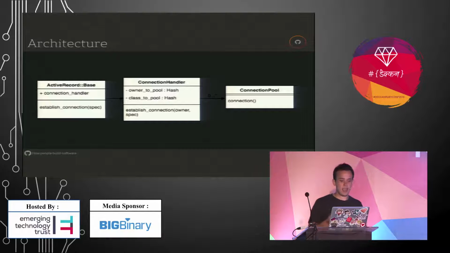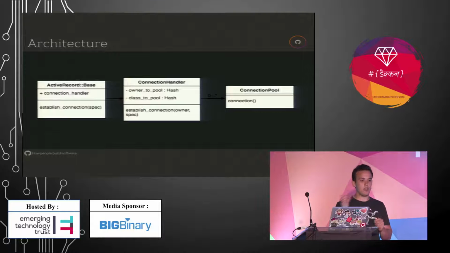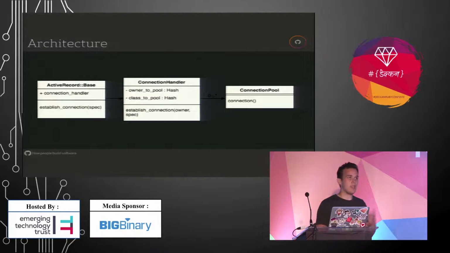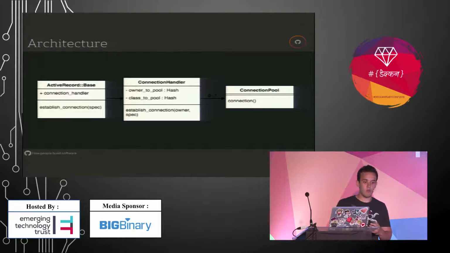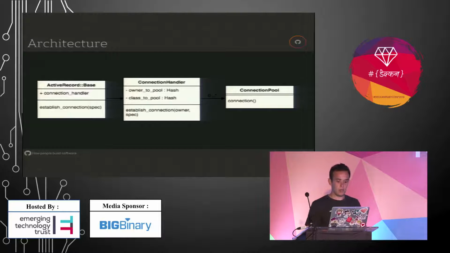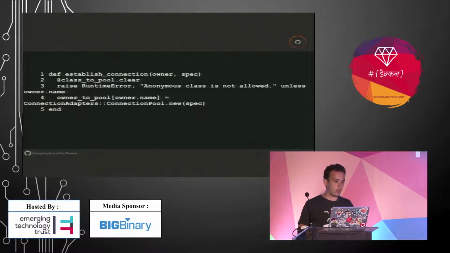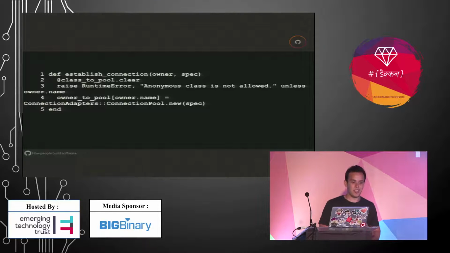That owner to pool is going to point to multiple connection pools. So in that hash, you're going to have the model name as the key, and the value is going to be the connection pool. In the user example, one value here would be the user key and a new connection pool that points to the database that you use for users. So let's take a look at the establish_connection code, so it's better to visualize that. This is the internal establish_connection code in the connection handler for ActiveRecord.